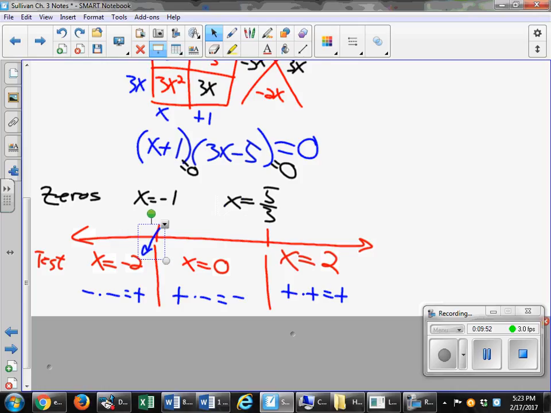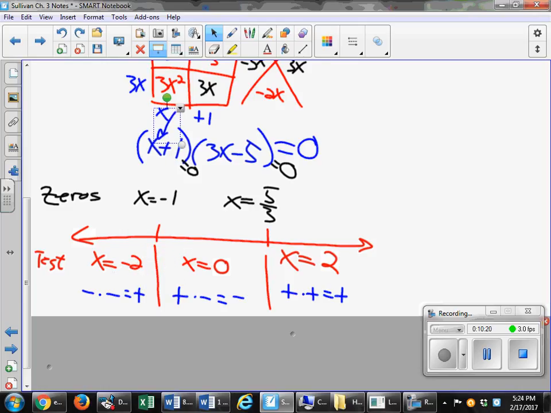and if I put a -2 right there for x, I'm going to have -2 plus 1, that'll be negative. If I put a -2 in for x here, again, I don't care what the value is. I just know that it's going to be a negative times a negative. So a negative on the first quantity times a negative on the second quantity is going to be a positive. And do the same thing down the line.